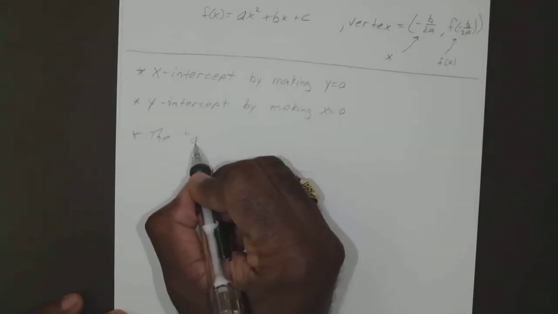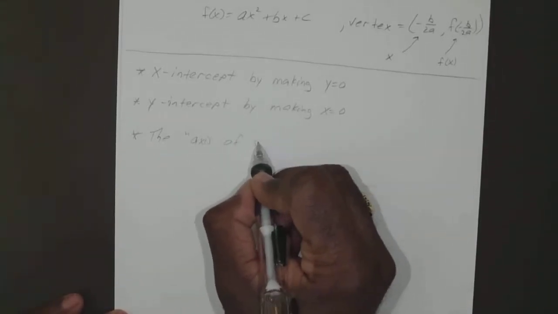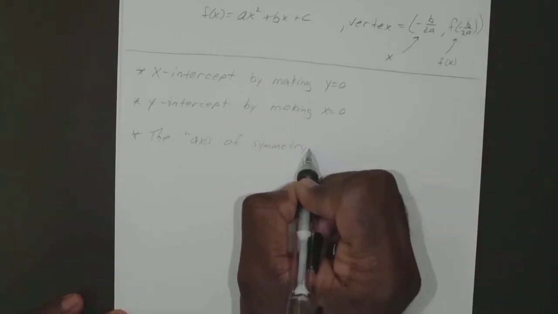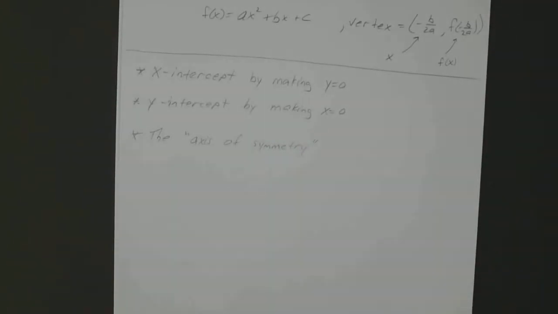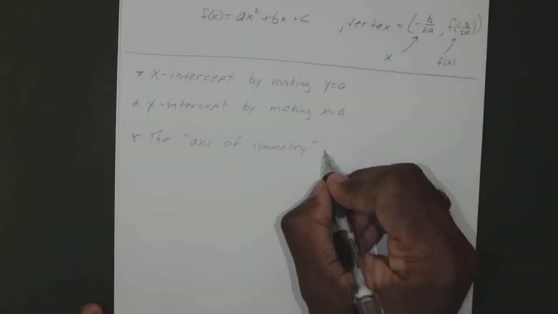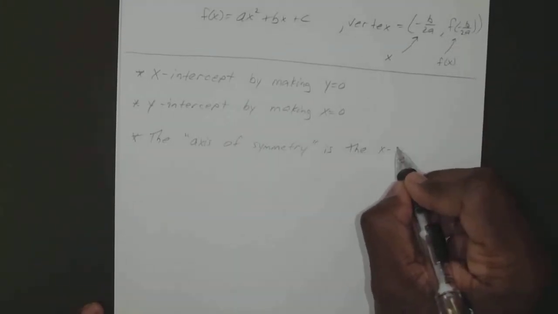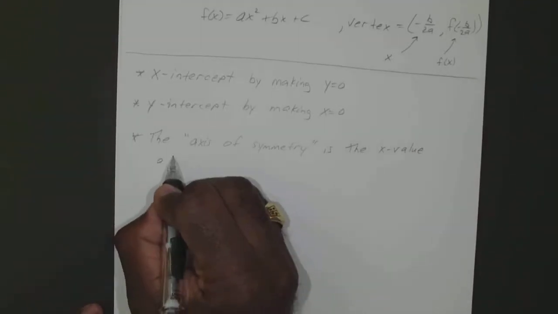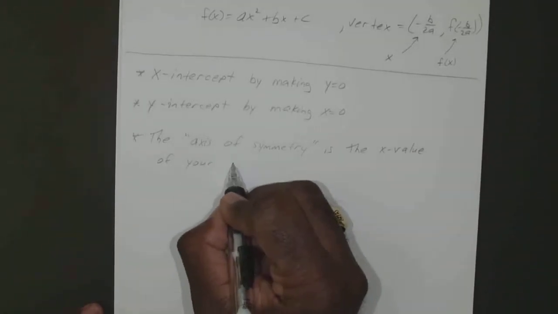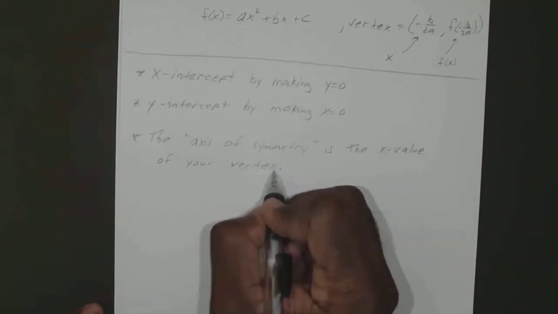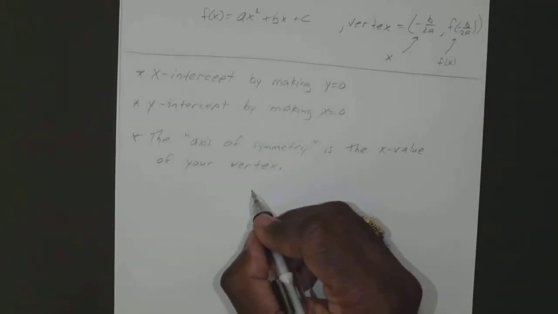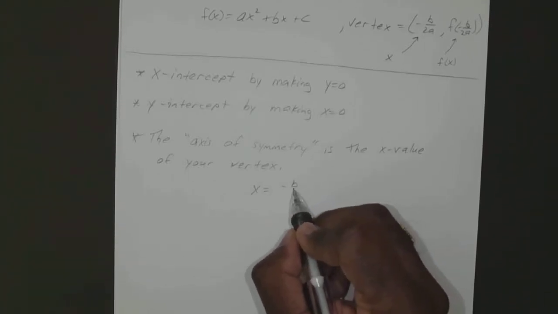Now the axis of symmetry, that's just the line on your parabola where it looks like a mirror image on both sides. So you pretty much look at it as where it cuts the parabola in half. And it's always the x value of your vertex. In other words, your axis of symmetry is going to equal negative b divided by 2a.